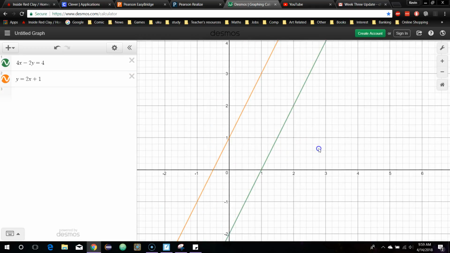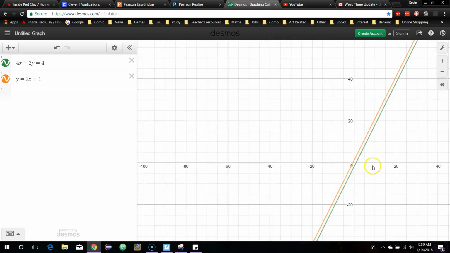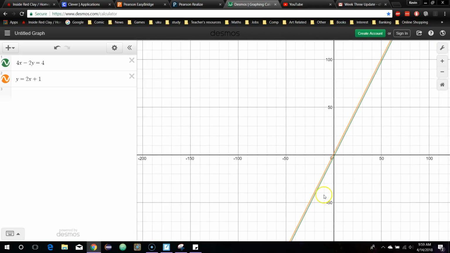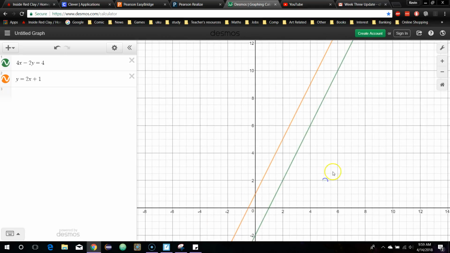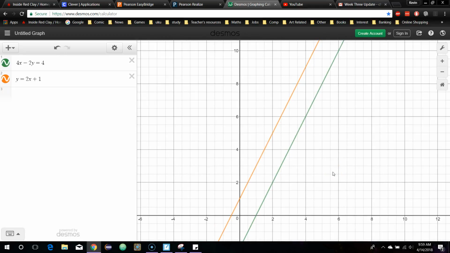As you can see, you can zoom out quite far away, and you will notice that the green and the orange line, they will never run into each other. If they will never run into each other, they will never intersect. If they never intersect, then that means there's no solution, right? If you remember, the solution to an equation basically means where they meet each other. So in this scenario, because they are basically parallel, there's no solution.